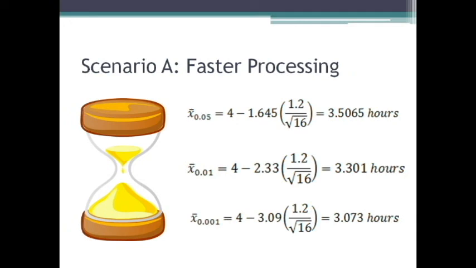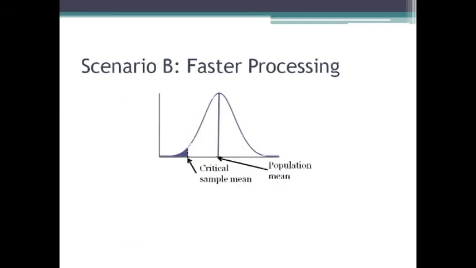Huge improvement in order to claim, yes, this is actually a difference. This is a better system. And again, you decrease the alpha, the critical sample mean gets farther away. So it works in both directions.